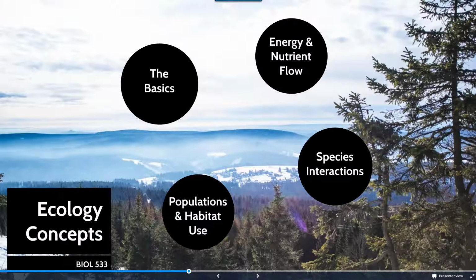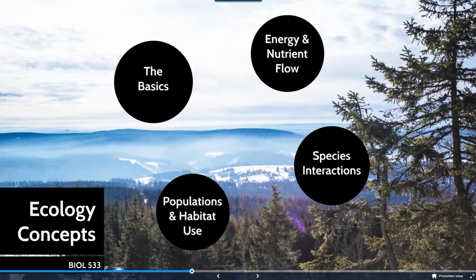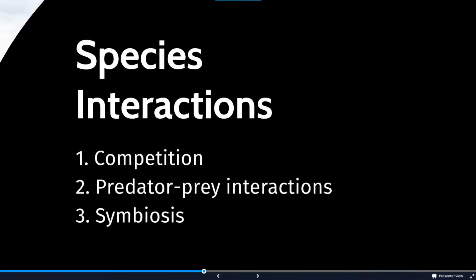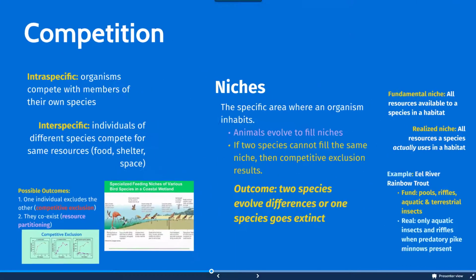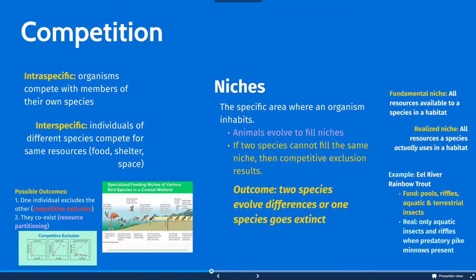Next, we're going to focus a little bit on species interactions. There's three general categories of species interactions: one of them being competition, the second being predator-prey interactions, and a third being symbiosis. So first we'll take a look at competition.